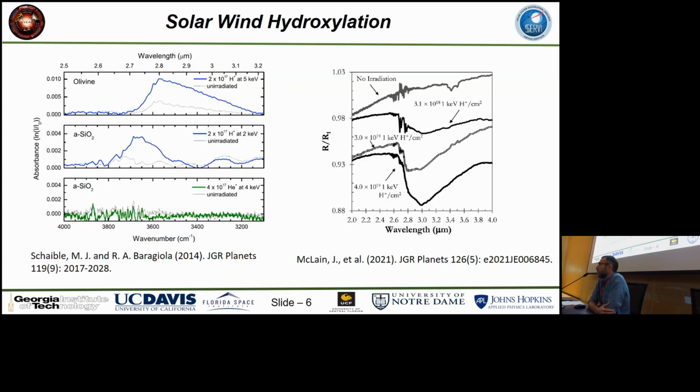So another question is where do these hydroxyls come from? We're of the opinion that a lot of it is through solar wind hydroxylation. This is an idea that was first postulated by Zeller back in 1966. That's a pretty famous paper in the community as well.